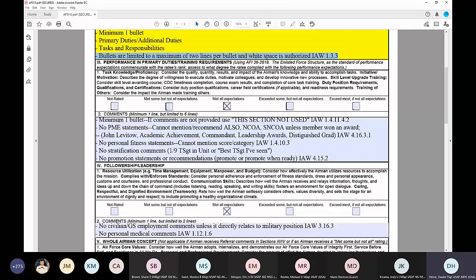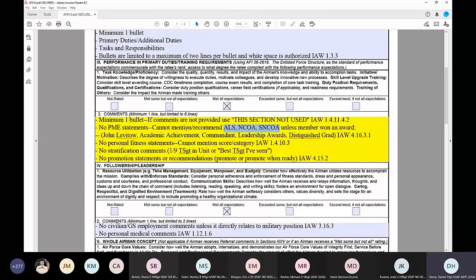Each section must have a minimum of 1 bullet. And if there are no comments, they should use this section not used. So this section not used counts as a bullet if that's what you want to put in this section. There should not be any PME statements. So you cannot mention or recommend ALS, NCOA, or senior NCOA unless the member won an award. So if the member won an award, such as the John Levitow Academic Achievement, the Commandant Award, any of those awards can be mentioned along with member completed ALS or NCOA. But that's the only time you can mention or recommend any of these 3 PME schools.